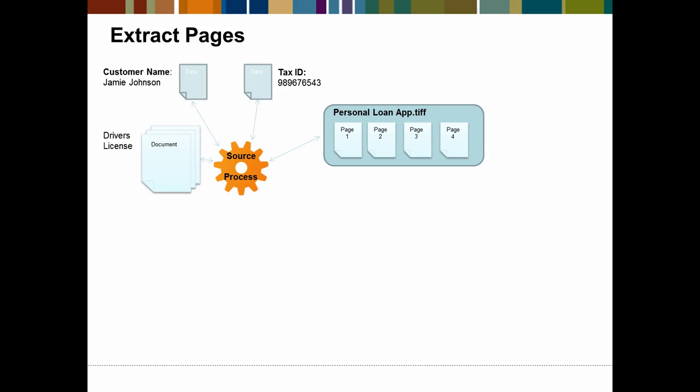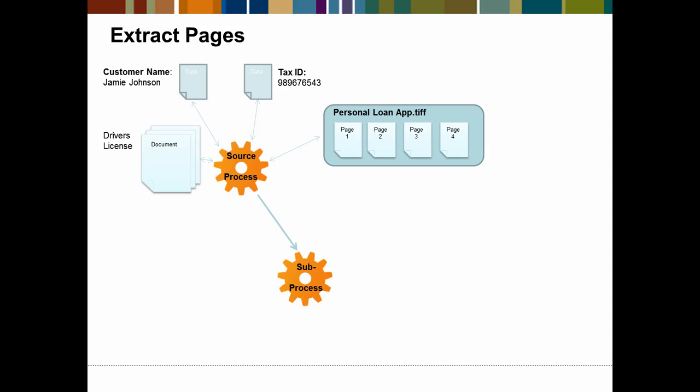So here we have a source process. It has some data. It has a couple documents, a driver's license, and a personal loan application. It's a TIFF. If we were to open that personal loan application in our TIFF viewer, we'd find that not only does it contain a personal loan application form, it also contains a business loan application. So what we can do is use Extract Pages functionality to start a new process.